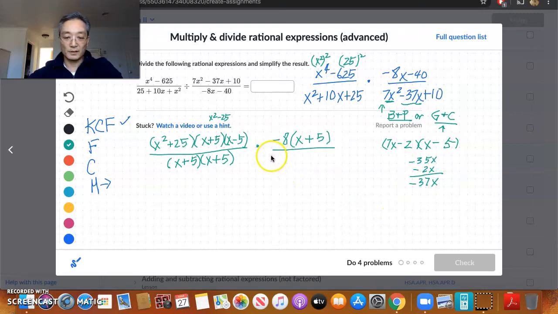So let's put those in: 7x minus 2 times x minus 5. Okay, that takes care of my factoring. Now the fun part.